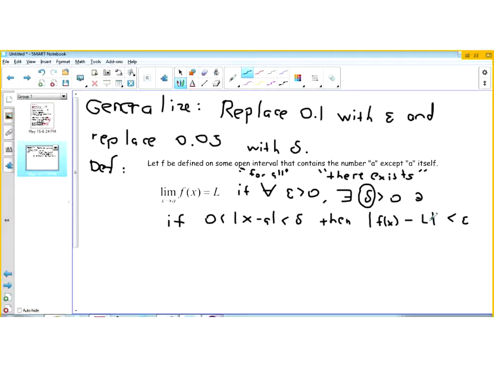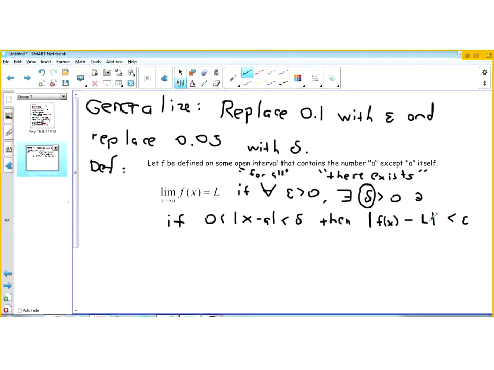If for any positive y, for any selection of a positive y value, I can find a corresponding selection of a delta value, which is a positive x value, and I choose an x that's within delta units of A, and if that selection of x produces an output that is within epsilon units of L, the limit exists. And the strategy is we need to find the delta.